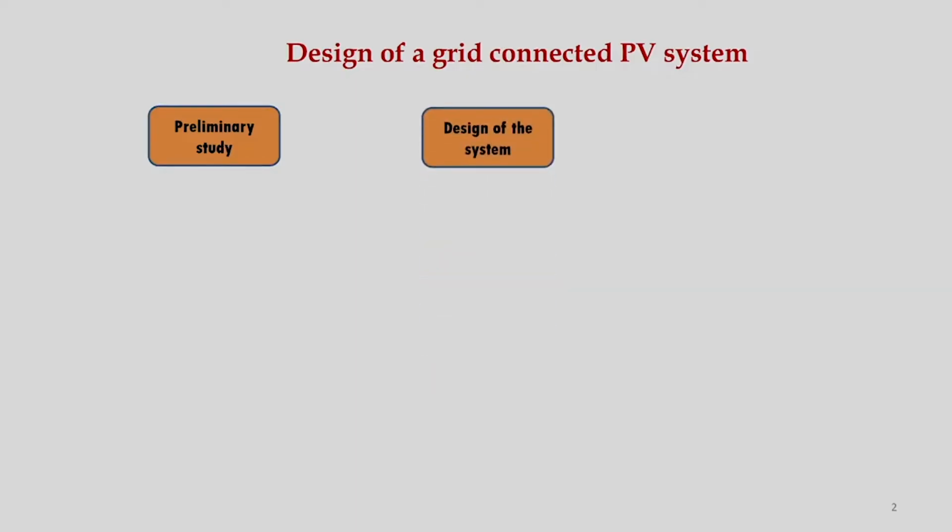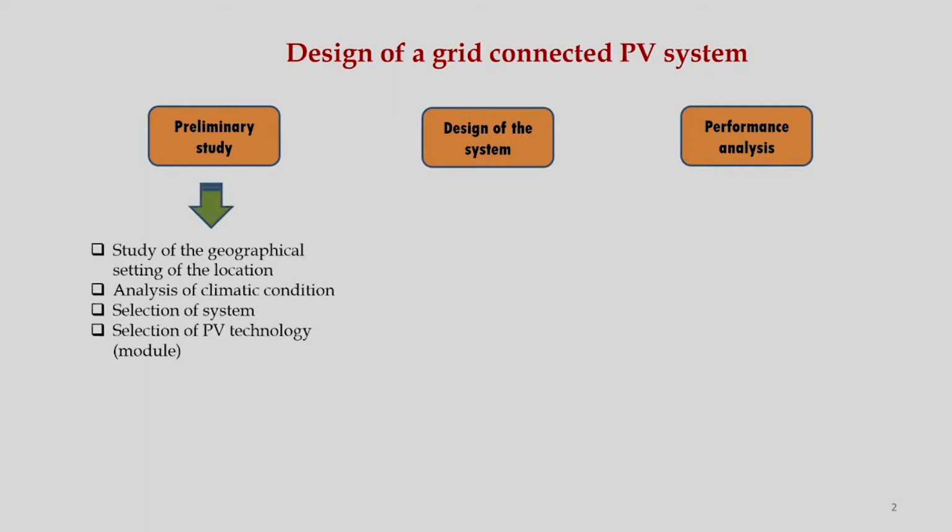Dear students, today we will be discussing the design of a grid connected PV system. In the design of a grid connected PV system, what are the different steps? The first step is preliminary study, the second step is design of the system, and the third step is performance analysis. So, what work components does the preliminary study include?